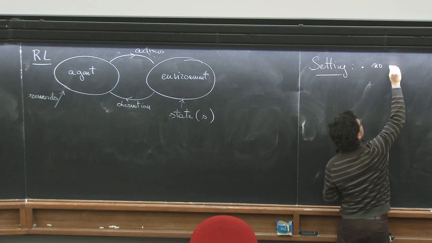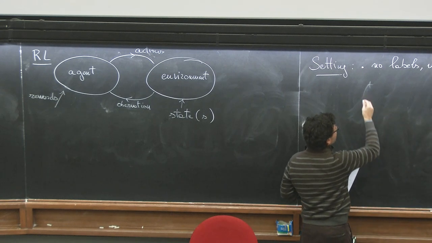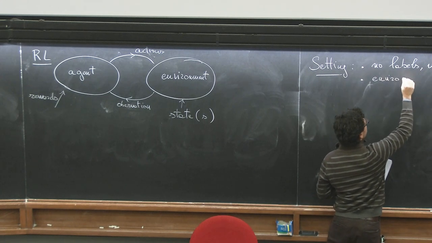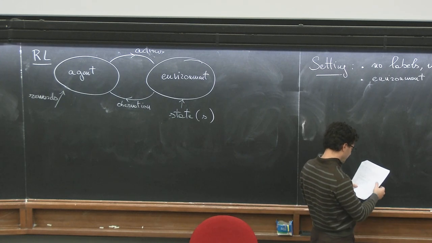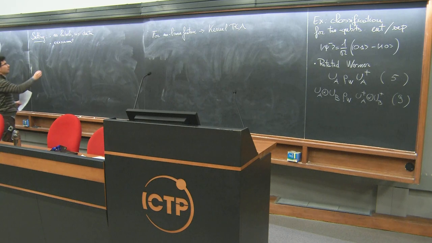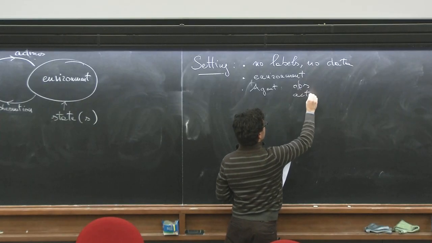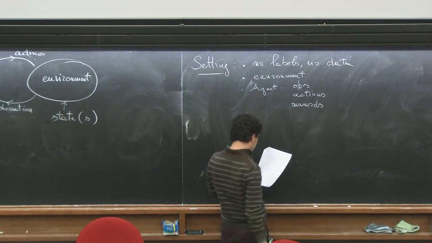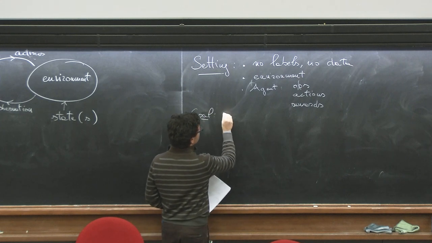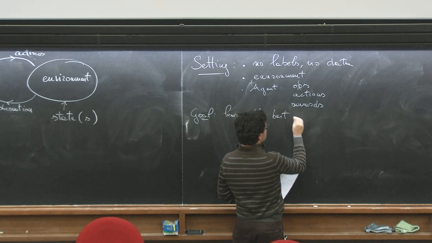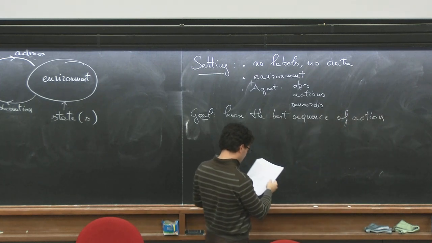Because you start with no labels and no data. The environment itself can be dynamical. So in particular, your robot can move, or someone can move the objects in the room. And the agent can observe the environment, can perform actions, and can get rewards. And the goal here is to learn the best sequence of actions that maximize the rewards.